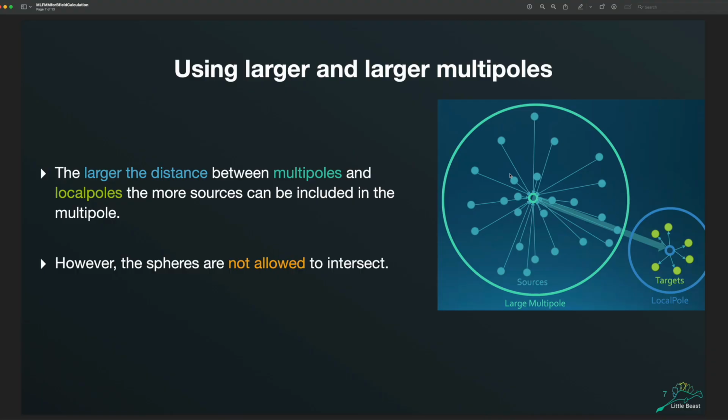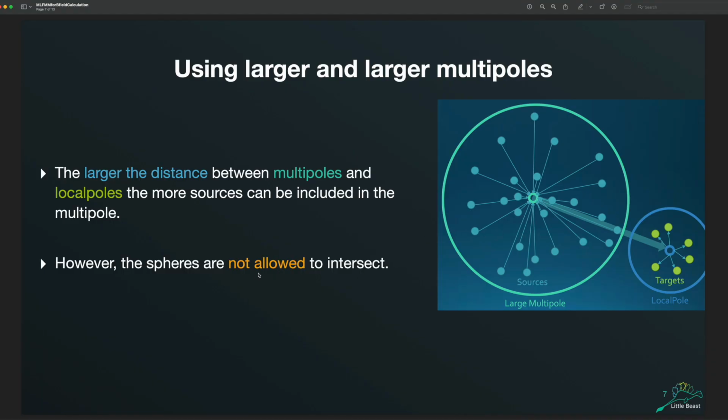Now, these multipoles, you can do some operations on them. So you can make them rather large, at larger distance between multipoles and local poles. You can include more and more sources in your multipole. And the more sources are in there, the less calculations you need to do.